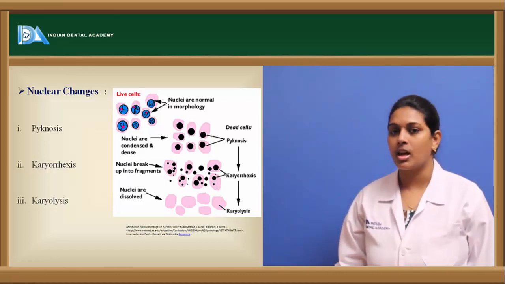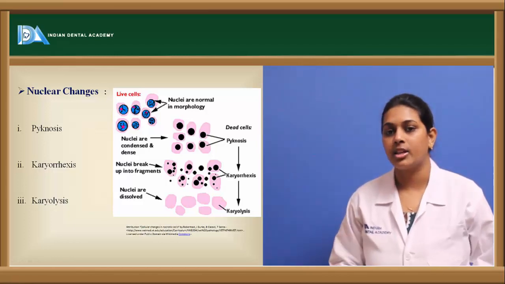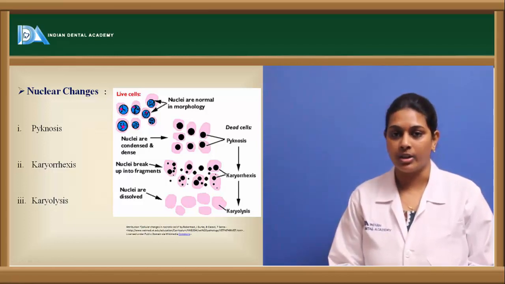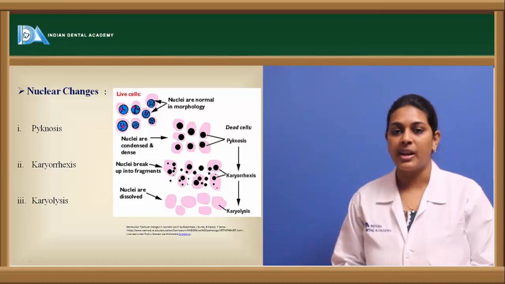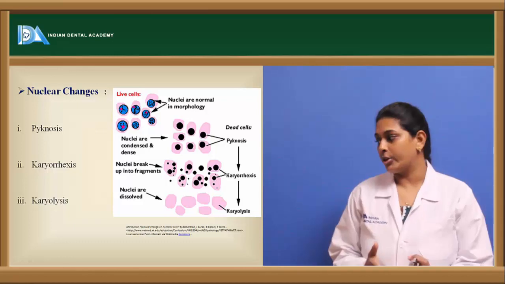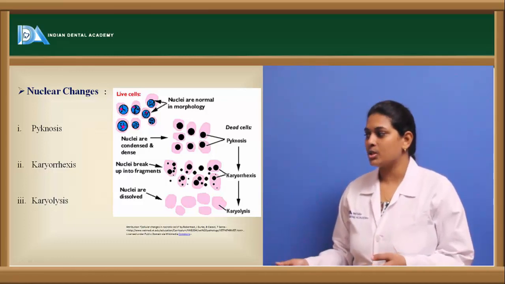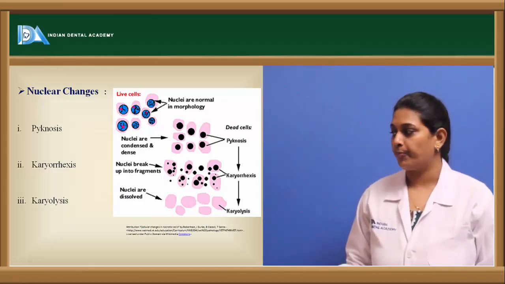Karyorrhexis ultimately results in karyolysis. Karyo denotes the nucleus, and lysis means completely degraded, completely lost, or completely broken down, that is, the nucleus is completely dissolved. These are the stages through which the nuclear changes progress.